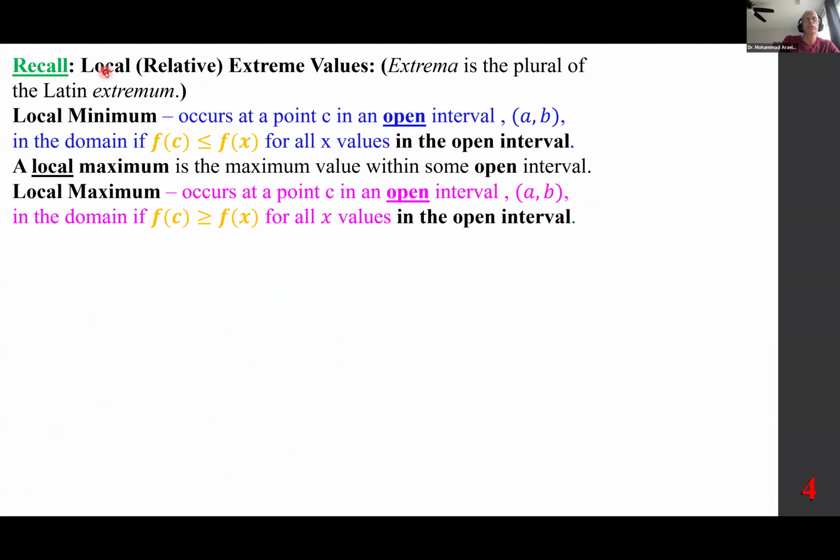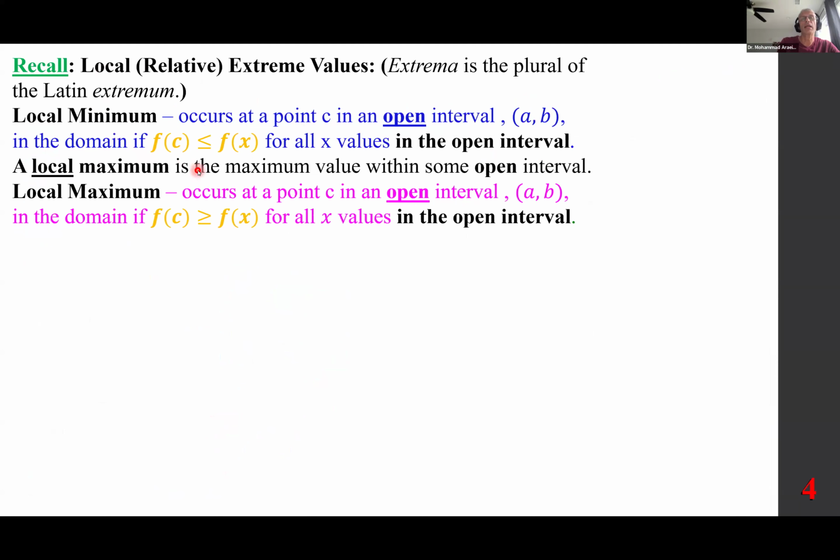Recall local or relative extreme values. Extrema is the plural of the Latin extremum. Local minimum occurs at a point c in an open interval a to b in the domain if f of c is less than or equal to f of x for all x values in the open interval.